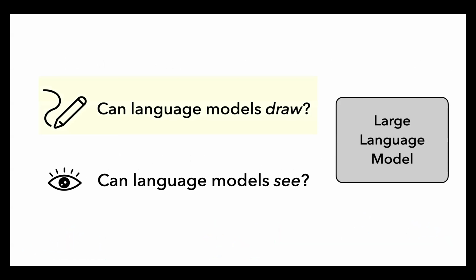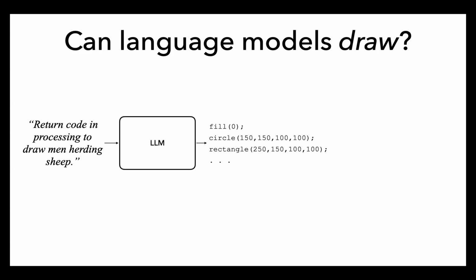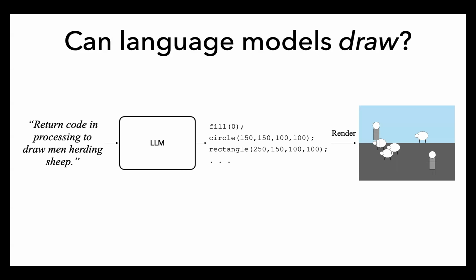Okay, so can language models draw? I'm sure you've all seen the unicorn example, a million examples of this over the last year or two. So here's how we studied that. We prompt the language model: give me code in Processing, a programming language that renders images, that will draw men herding sheep. We put that into the LLM, it outputs code, we render the code with Processing, and you get a rendering of these people herding sheep. So this is like the unicorn TikZ, if you've seen that.